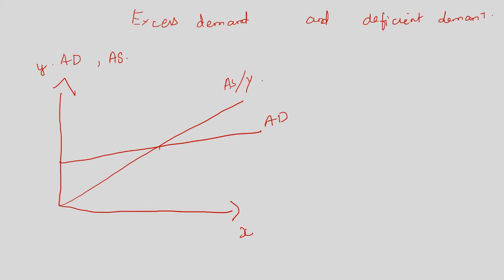The meeting point, what is the meeting point? This point is called the break even point, or equilibrium point. Here it is income and this is expenditure.